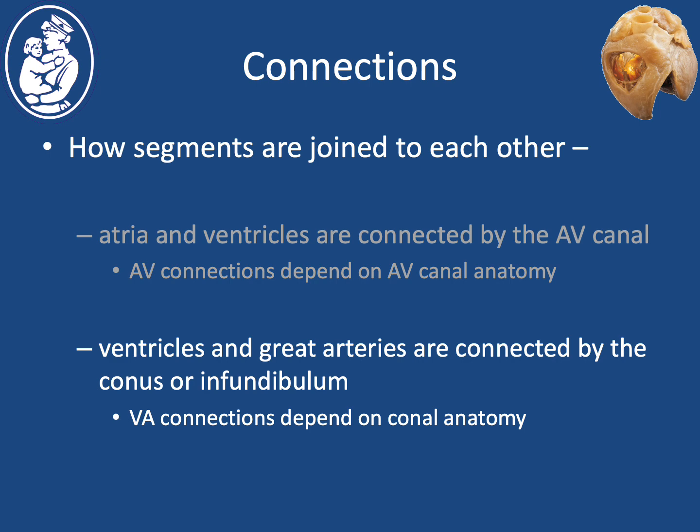The ventricles and great arteries are connected or joined by a conus or infundibulum, and so the ventricular arterial connections clearly depend on the anatomy of the conus.